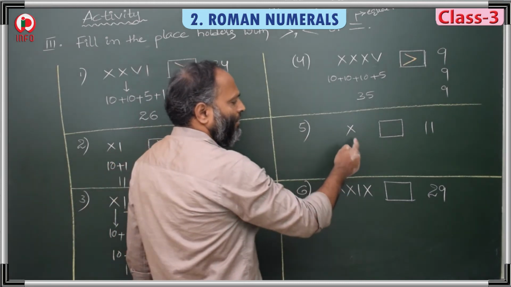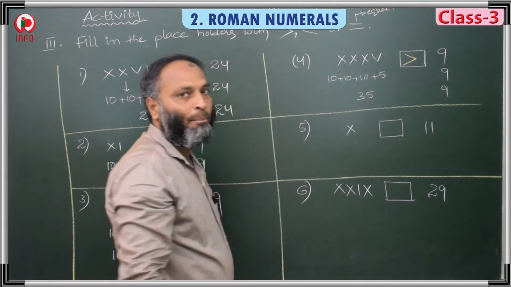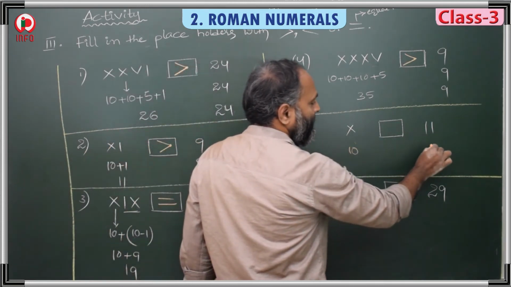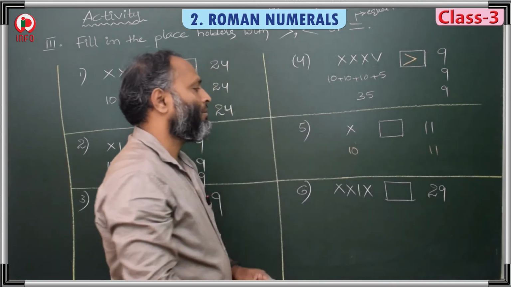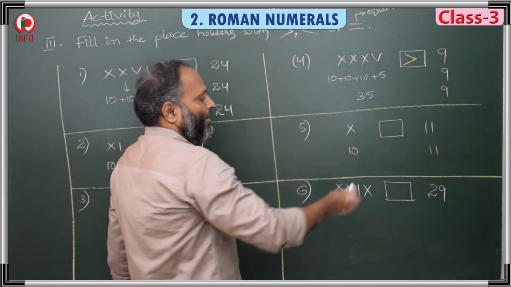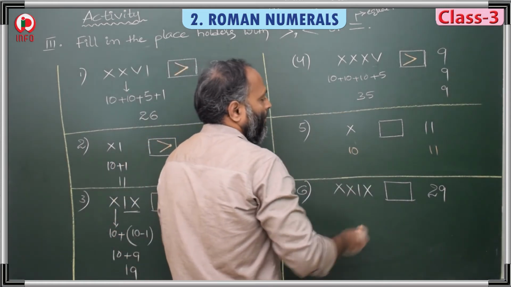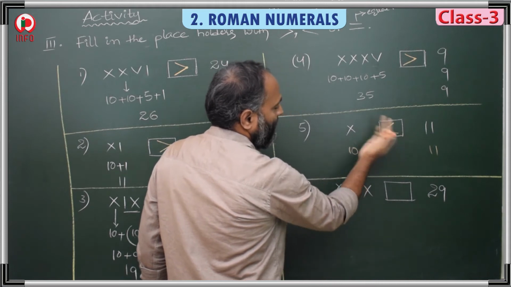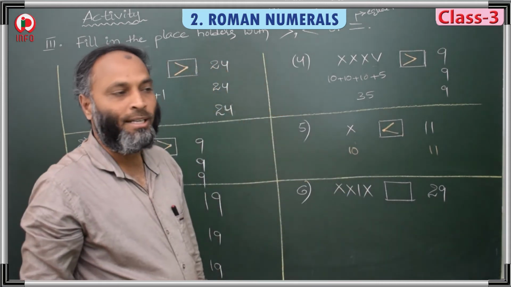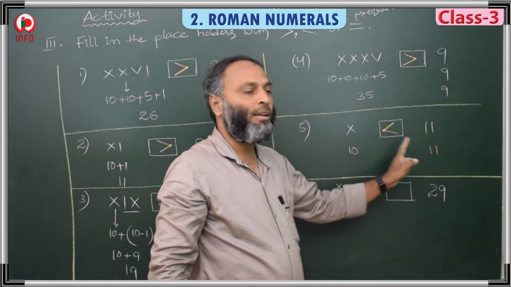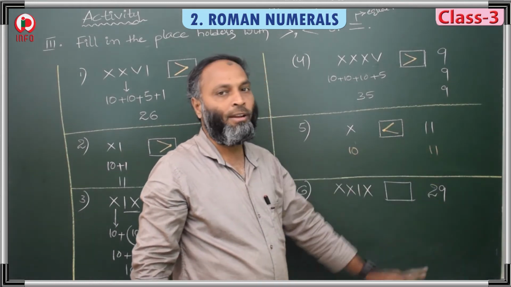Then after that, here is X, the direct representation. It represents 10 and this is 11. In these two, 11 is bigger and this is smaller. It means the intersection portion shows the smaller side like this. So this is smaller. The intersection portion is always on the smaller side. It means 10 is less than 11.